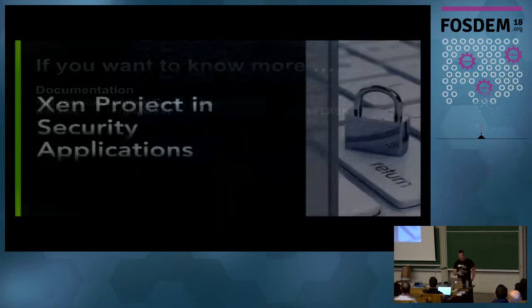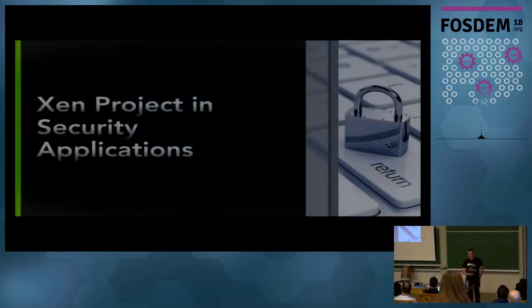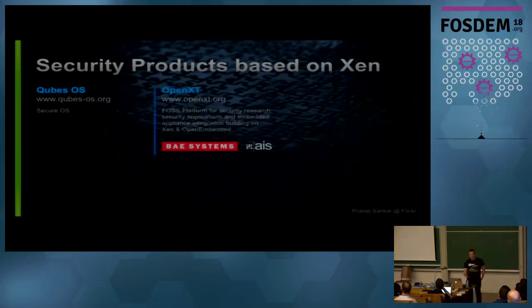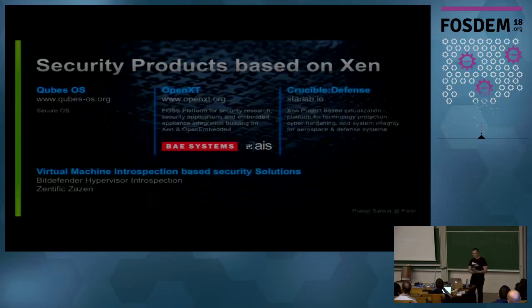So that's some of the terminology around security. I want to look a little bit into how this actually works. We have a number of security-based products in Xen. There's Qubes OS. Qubes OS has a booth here at FOSDEM. Go find them if you're interested. There's OpenXT, which is in some sense similar to Qubes OS. It's an open source project which allows you to build Qubes OS type of applications. And then there's a product called Crucible Defense from a company called Starlab, and they're targeting military type applications. It's a certified product and so on and so forth.